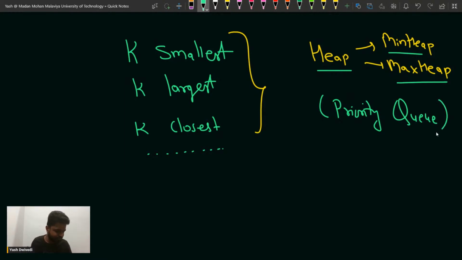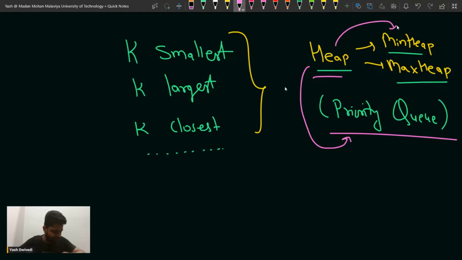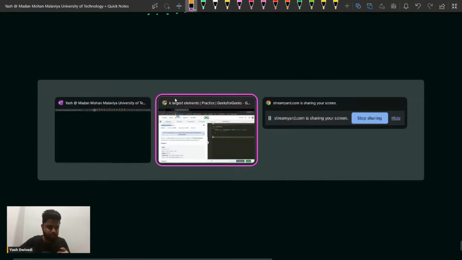If you are new to DSA, then whenever there is a problem in which you are asked about the K smallest, K largest, or K closest, you need to consider the priority queue data structure, or the heap data structure, because heap is implemented in terms of priority queue. In a heap you have the min heap and the max heap. Very good.